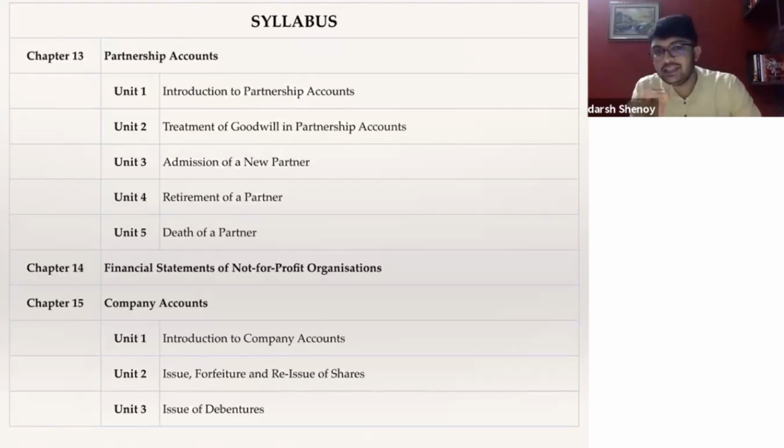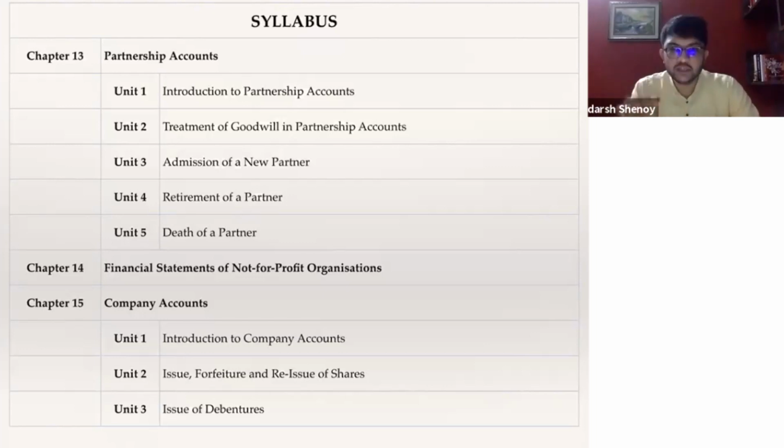Now ICAI issues a textbook for each subject. As soon as you register, I don't think you guys have registered yet, but as soon as you register, you will be issued textbooks for different subjects. We call it study material.